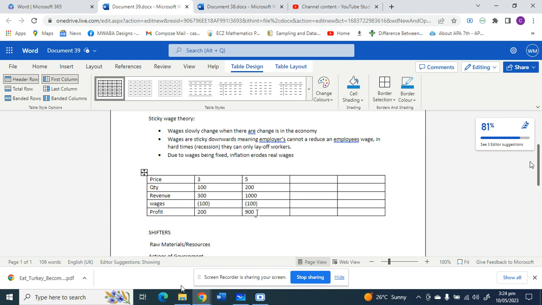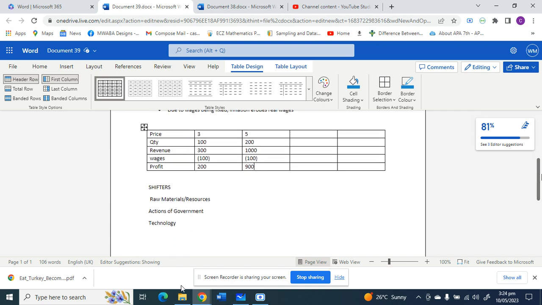Now let's look at the shifters of aggregate supply. So the premise behind these shifters is we have to think of costs of production. If costs of production become higher, firms would tend to supply less. If costs of production grow lower, firms would tend to supply more. So the first shifter of the short run aggregate supply is the price of raw materials and resources.